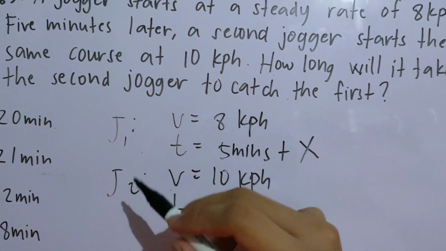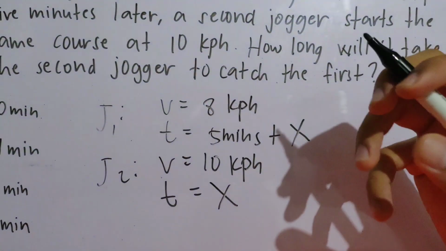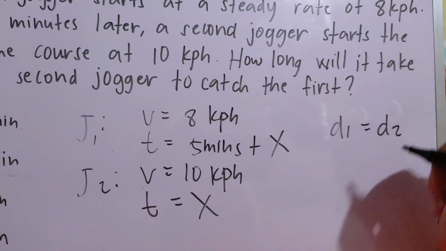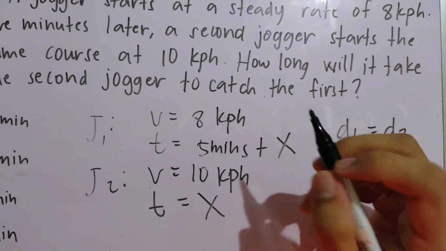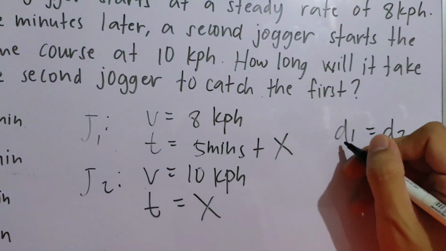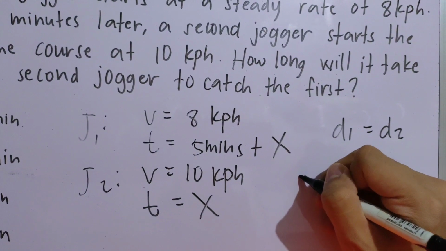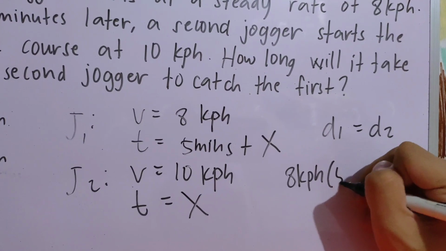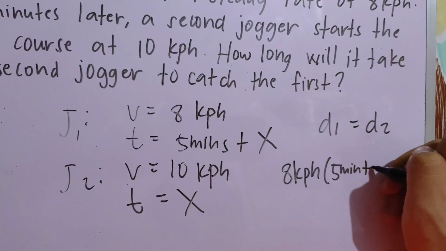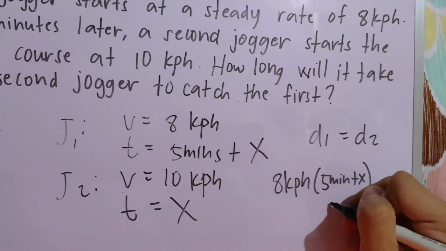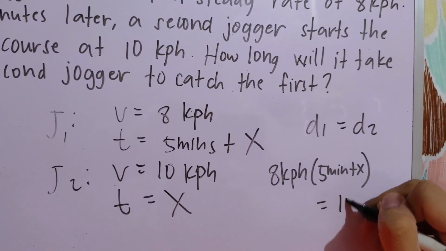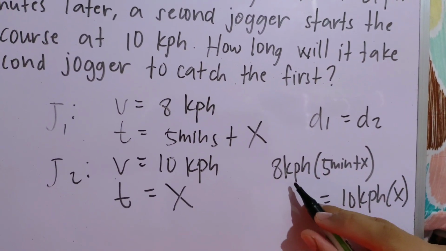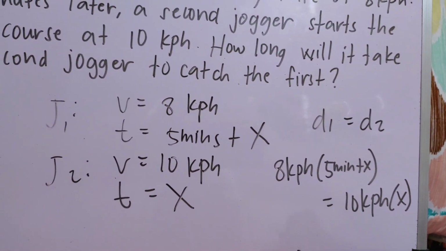So kung mahabol ni jogger 2 si jogger 1, ibig sabihin yung distance na travel nila ay mag-i-equal. So para ma-solve mo yung distance, kailangan mo i-multiply yung velocity sa time. So yung distance ni jogger 1 is equal to 8 kph times 5 minutes plus x. At ang distance naman ni jogger 2 is equal to 10 kph times x. So one equation with one unknown lang to. So ma-solve mo na to.